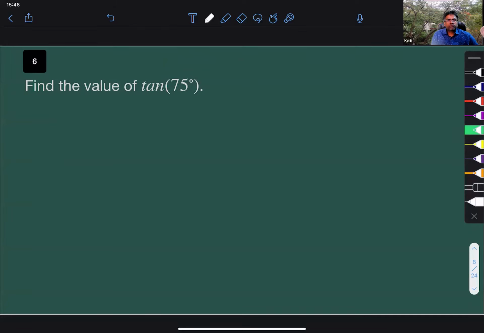Okay, so try this one. Again, you have a minute or two. I think it would be 4 upon root 3, sir. 4 upon root 3. Okay, what did you do? Tan of 30 plus 45 degrees. Okay, so we can do tan 30 plus tan 45.